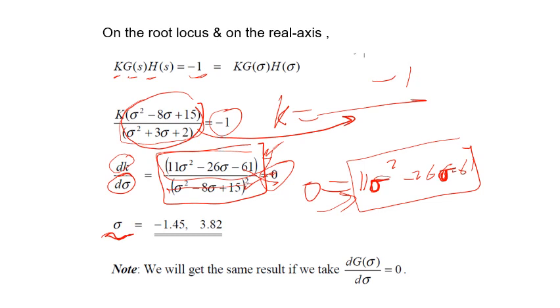When you calculate the value of S or the value of sigma, we will find two values. One is minus 1.45 and the other is 3.82. So one of them will be break-in and the other is breakaway. Always, you will differentiate and make the derivative equal to 0 so that you can continue with the method I mentioned.